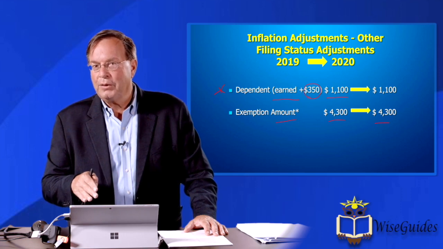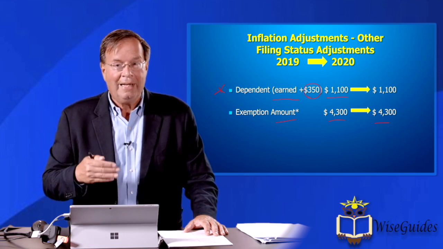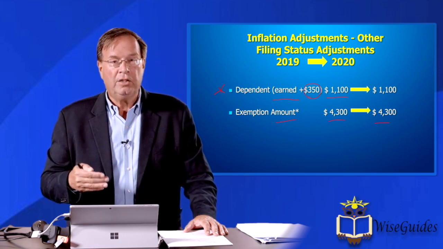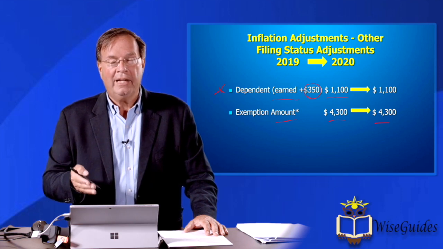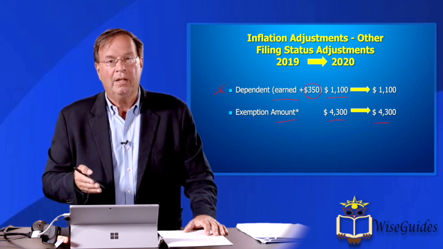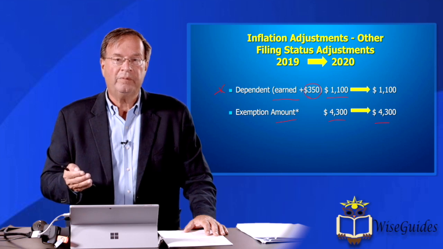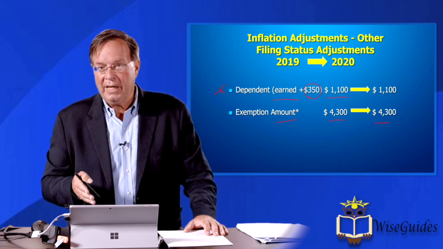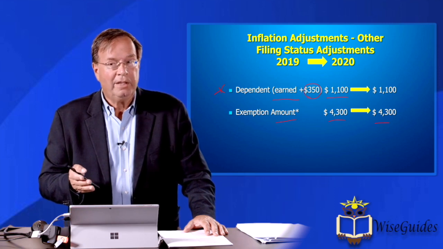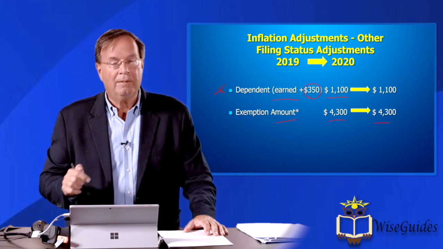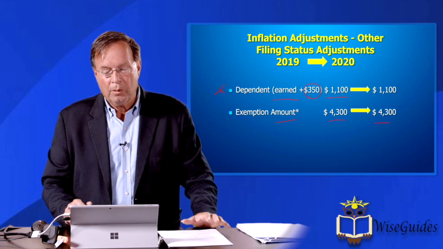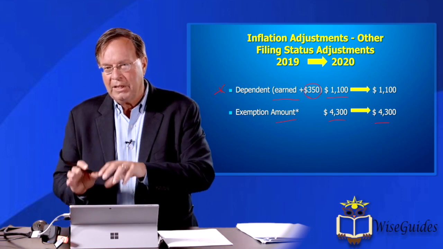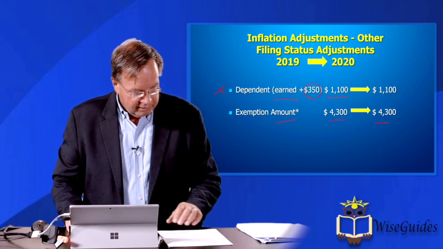Now the $4,300 doesn't show up on the tax form. It is a test that we run through to determine whether or not someone qualifies as what we sometimes refer to as a qualified relative, as opposed to a qualifying child. A qualifying child has no income test. It's just basically a support test. A qualified relative does have a gross income test. So this number has to exist because it's used in different places in the tax law.